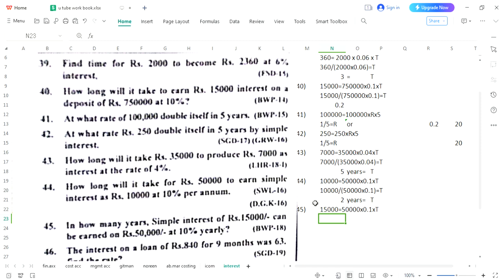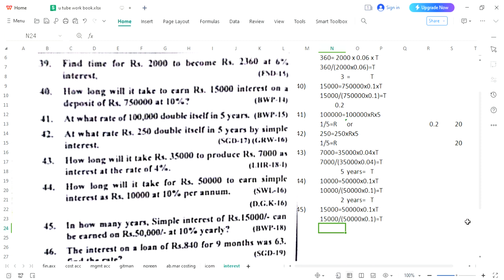Just like in previous question, we need to calculate T. 15,000 is already present over here. All right, and now note it down, 50,000 and 0.1 on right side of is equal to, they are being multiplied. When you will take them to the opposite side, they will be divided. So what you will do, 50,000 multiplied by 0.1 is equal to T. So look at that. We have mentioned everything.